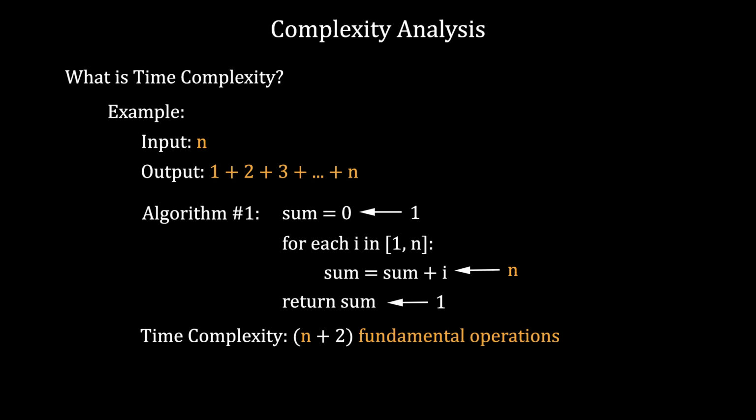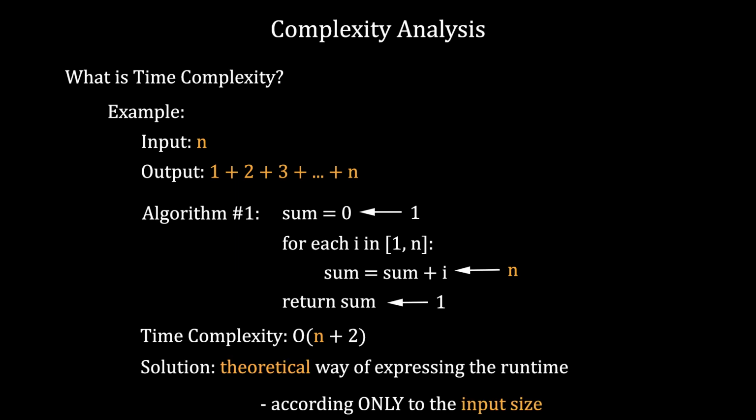This is not the time complexity. The time complexity is expressed using the big O notation. You don't have to know any mathematical property of this function, as we will discover them by practicing on algorithms and you will see how intuitive they are. All we need to do here is wrap n plus 2 inside the big O notation. And remember, the time complexity was a theoretical way of expressing the runtime according only to the input size.